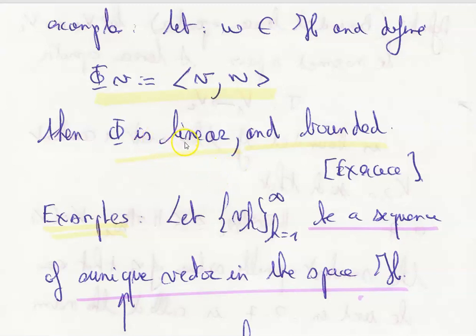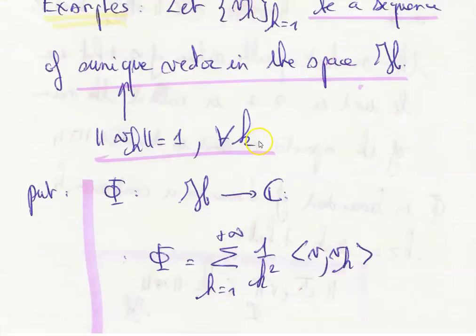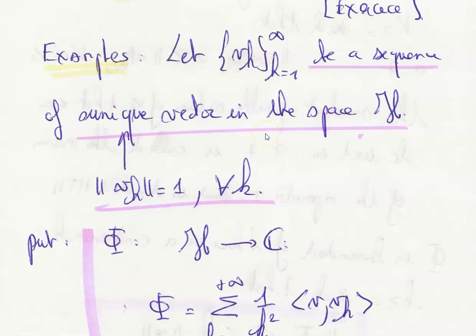You take alpha, you take beta, you take v, w. You check that phi of alpha v plus beta w is equal to alpha phi of v plus beta phi of w. It's very simple to check with the linearity, with the properties of the scalar of the inner product. Okay, and bounded too.